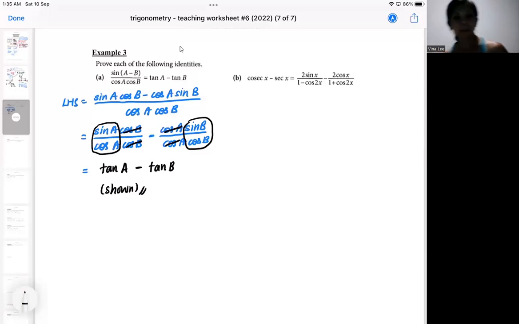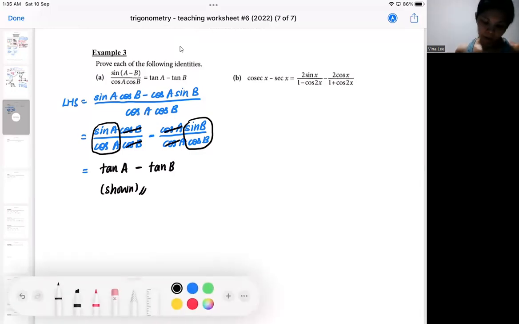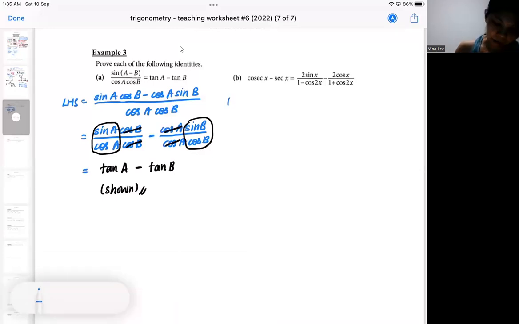So for part B, obviously the left-hand side is the more difficult one. So I'm going to start from the left-hand side. And there's a double angle here. And the double angle is the troublemaker.